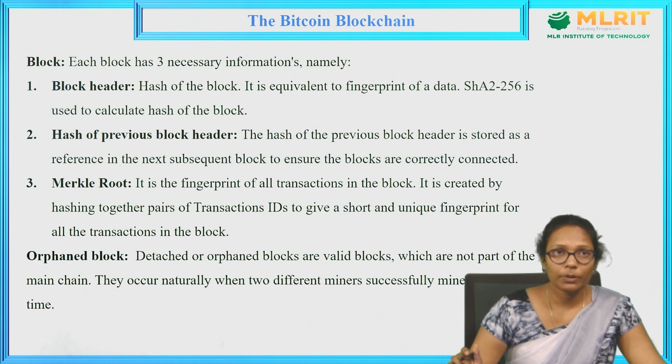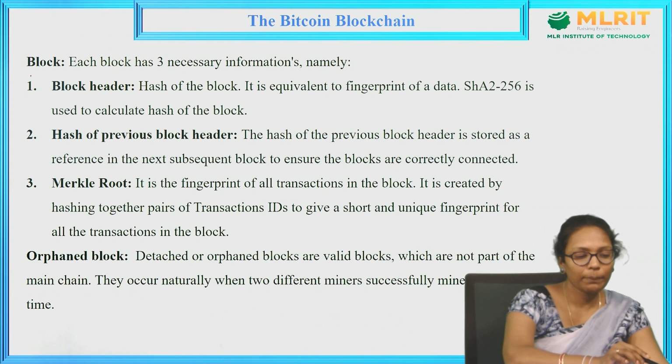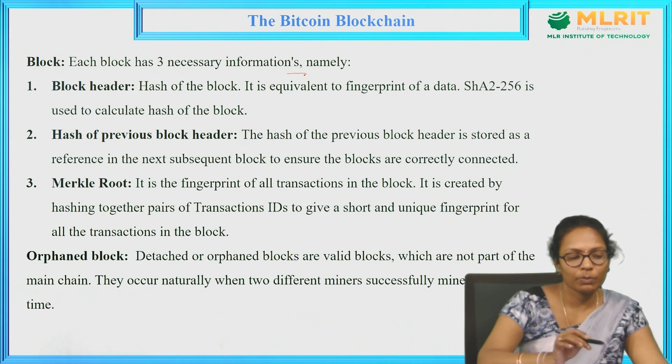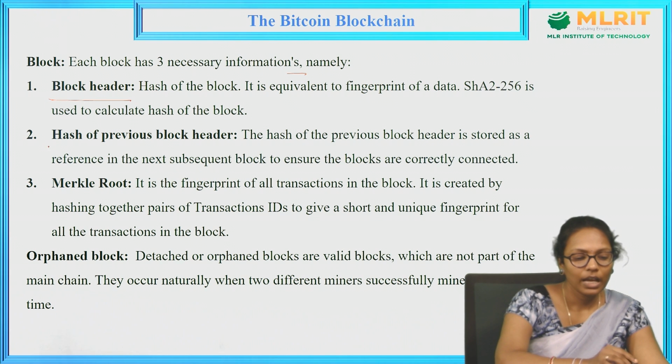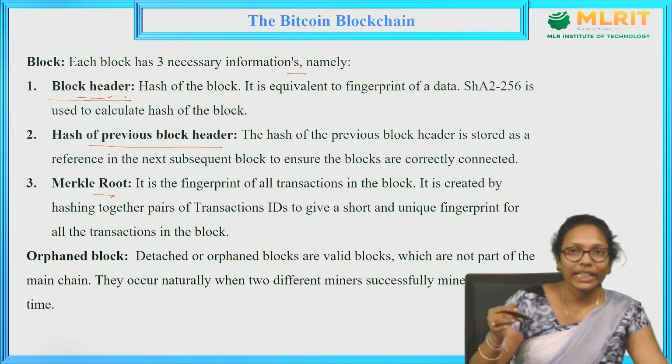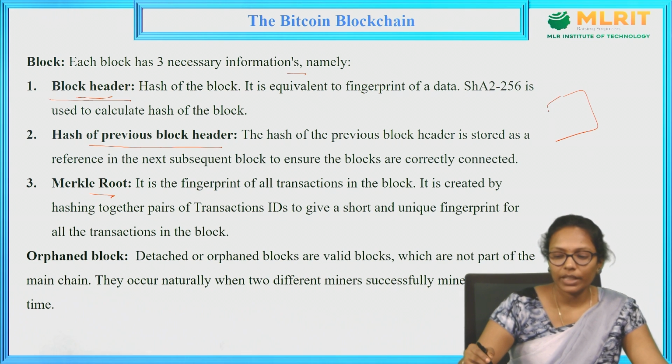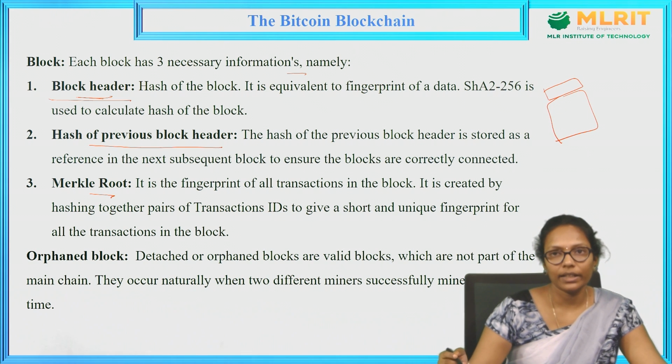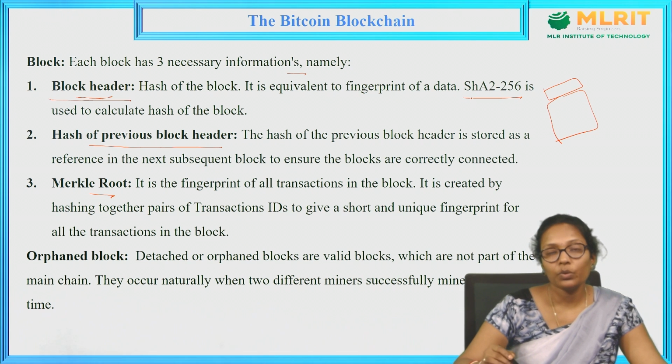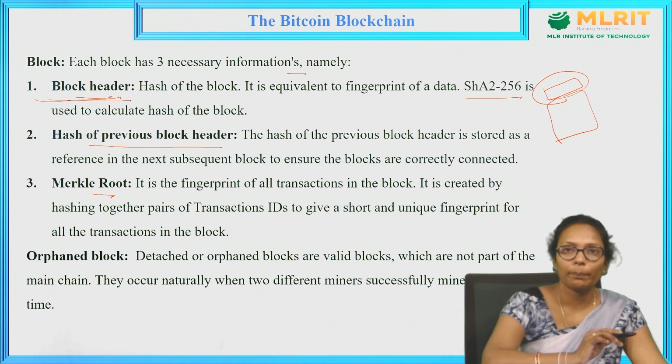So the next terminology which we are using in the Bitcoin blockchain is a block. We know blockchain is a collection of blocks. A block has 3 necessary pieces of information. The first one is the block header, then the hash of the previous block header, and the Merkle root. So, block header: each block has a unique address that can be generated using the SHA-256 secure hashing algorithm, which is 256 bit, right? This hash code is what you call the block header.